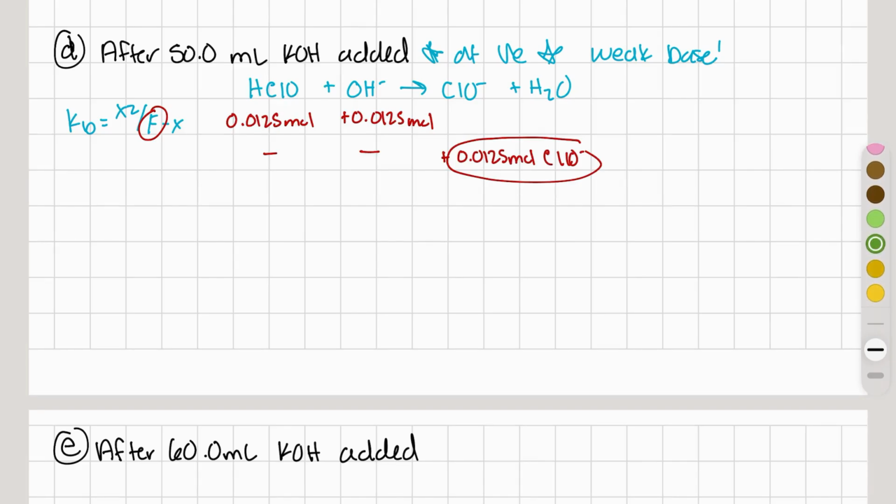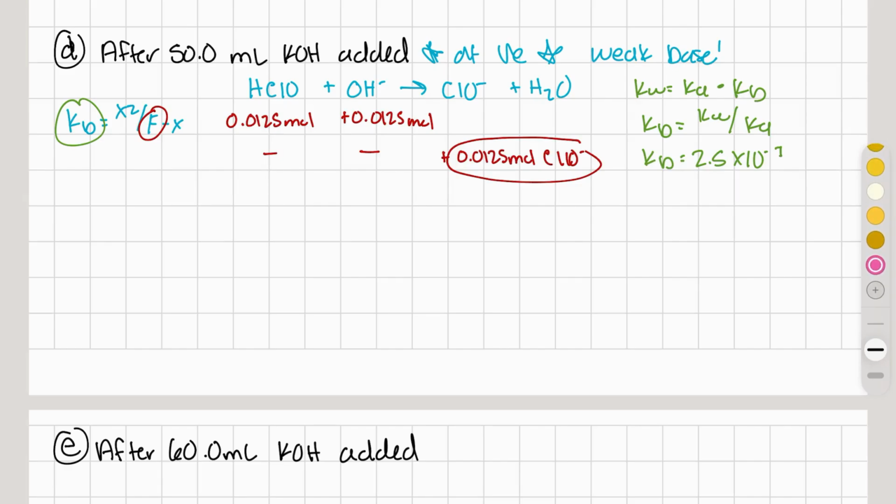The other thing we need to do is we have to find Kb, and we're given Ka. Hopefully you remember how to do this. So if we have, let's see, Kw equals Ka times Kb, that means Kb equals Kw over Ka, and we have both of these. So we should get that Kb equals 2.5 times 10 to the negative 7. So now I'm good to go ahead and just plug everything in. So I'll say 2.5 times 10 to the negative 7 equals x squared over F. I'm just going to do that approximation again.